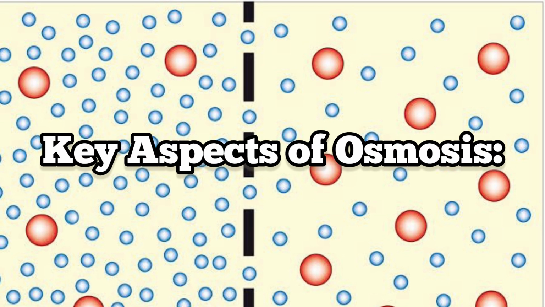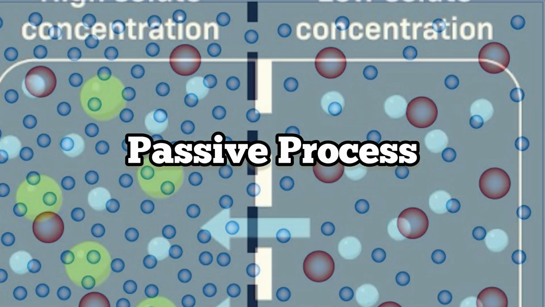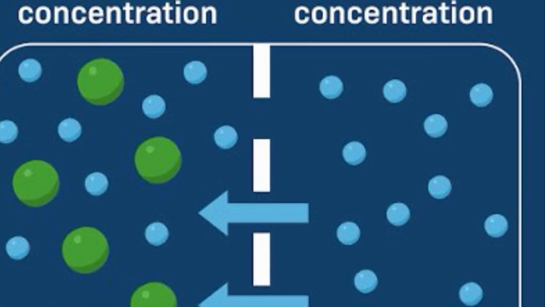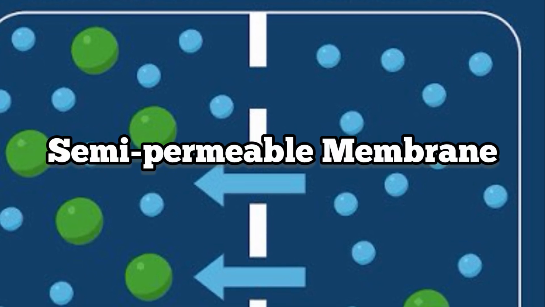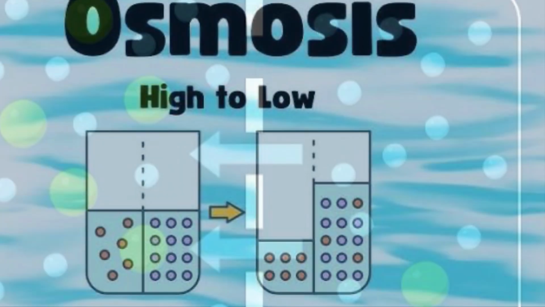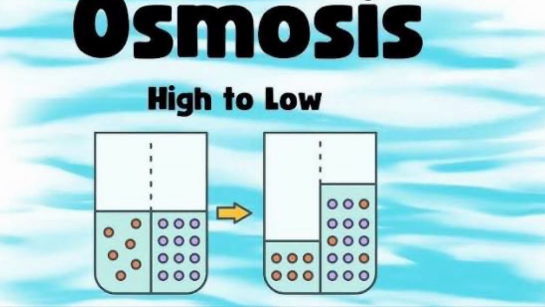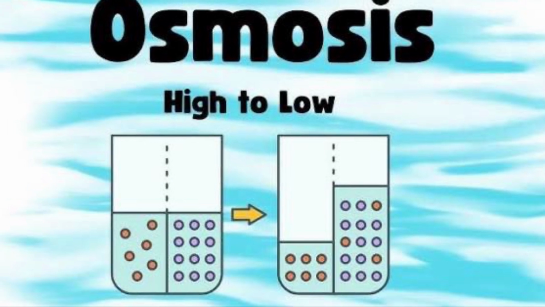Key aspects of osmosis. 1. Passive process. Osmosis does not require energy input. 2. Semi-permeable membrane. It acts as a barrier that allows solvent molecules, water, to pass through but blocks larger solute molecules, like salt or sugar.